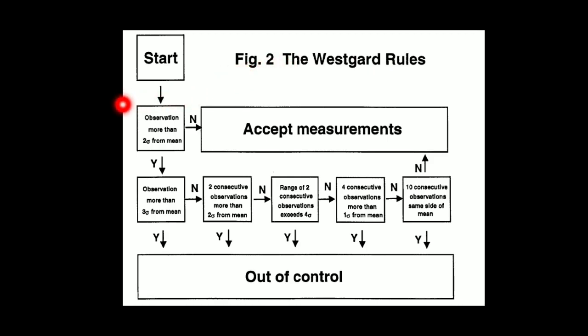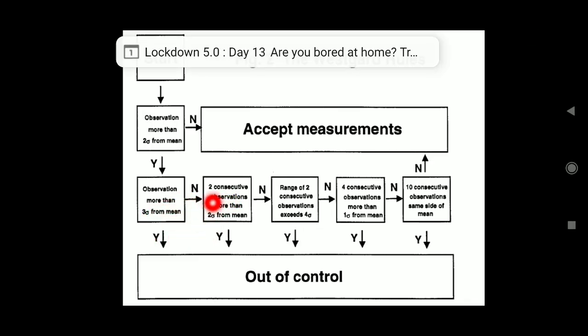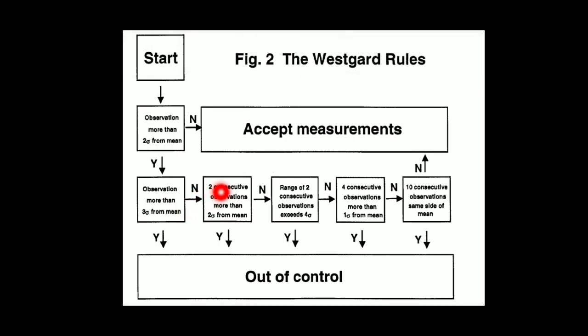First we have to start the QC. Once the QC is run, we have to observe the chart. If an observation is more than 2SD from the mean the first time, it is acceptable, it is normal, we have to accept the measurement. Then if it is exceeding 3SD, we have to reject. Two consecutive observations more than 2SD from the mean, we have to reject. We should not accept. Then 12 consecutive, 4 consecutive, 10x, if it is on the same side of the mean, we have to reject.